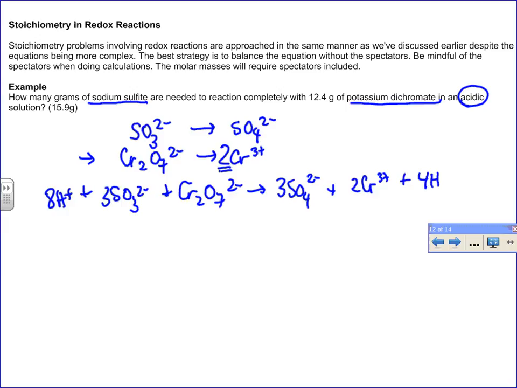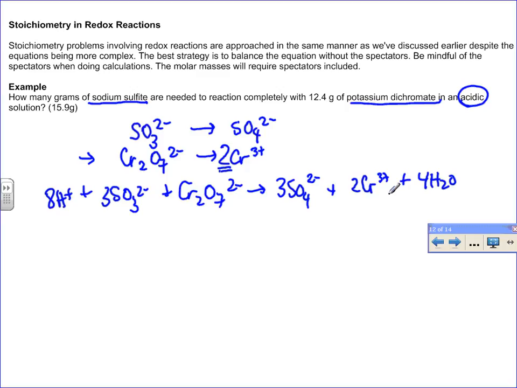Okay, once you've balanced it, you want to double check and make sure that the charge and the atoms are balanced, which I've done and made sure. And now we can do the stoichiometry.